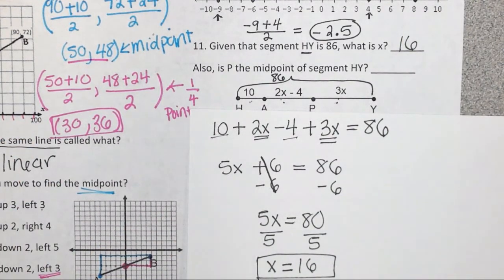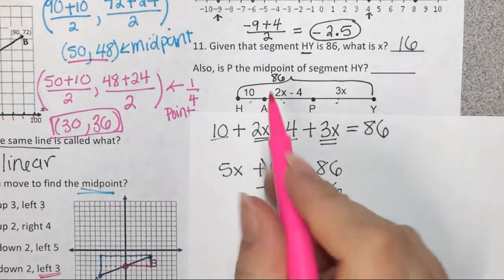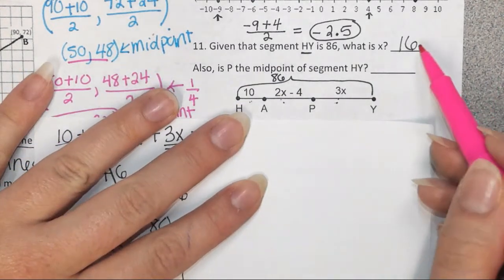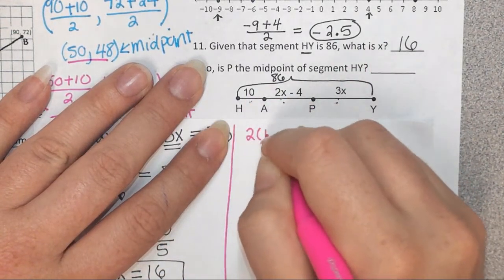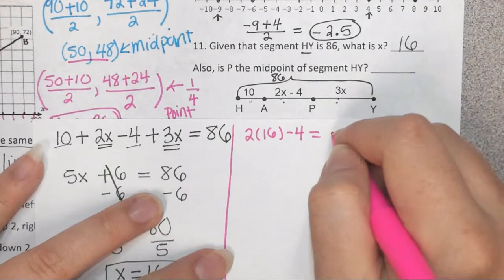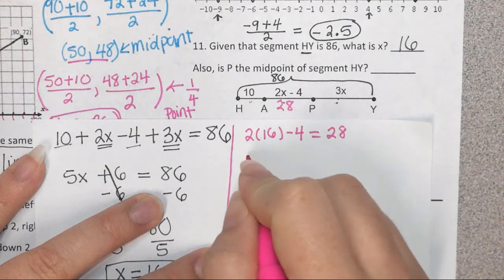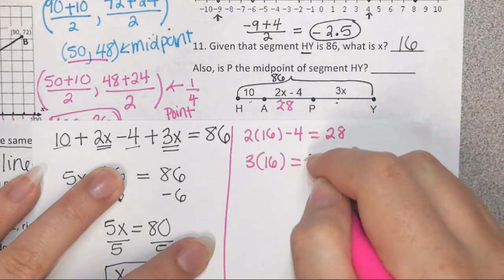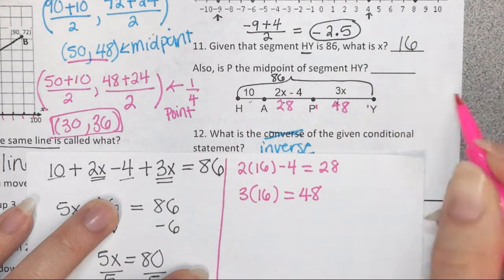Okay, the second question is related to this, and it asks, is P the midpoint of segment HY? So for this problem, you're going to have to take what you got for x and plug it in to these pieces. So 2 times 16 minus 4 gives me 28. So that's the length from A to P. 3 times 16 is equal to 48. So that's the length from P to Y.